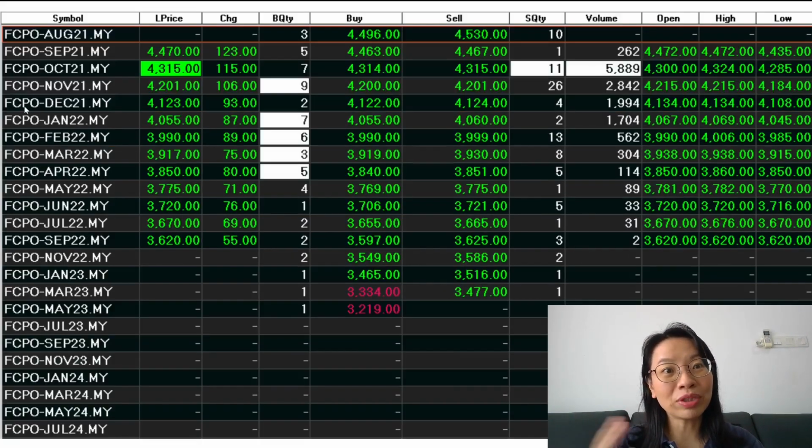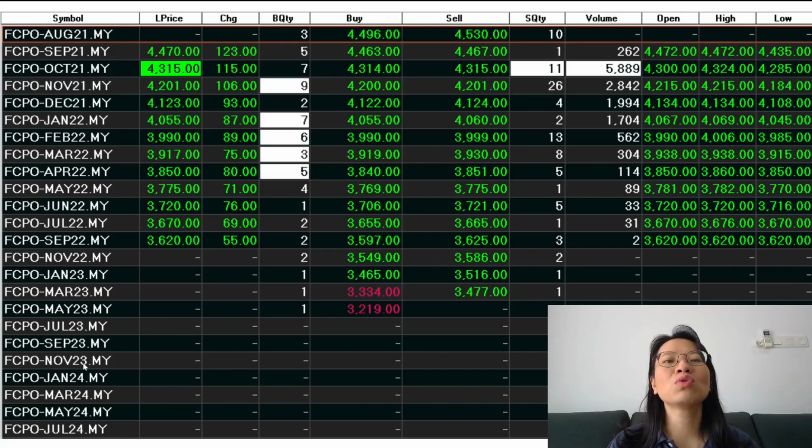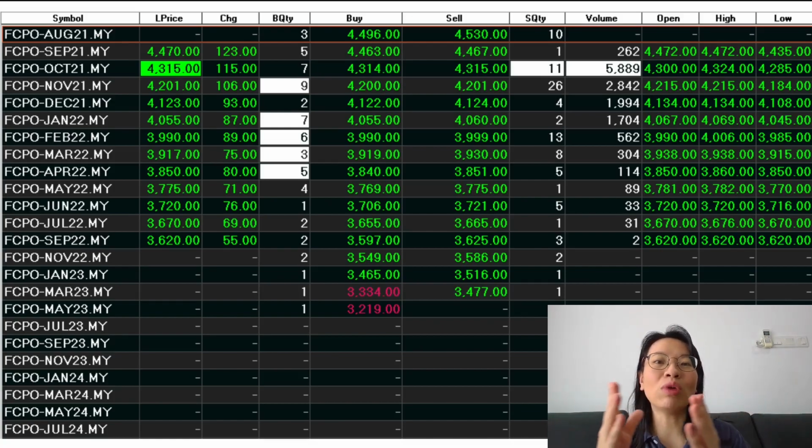Now, the next product that we are going to look at is FCPO. FCPO has more contract months, so this is another headache. Be careful when you select a month. Make sure you check the year as well, because you will have repetition. For example, we have November 2021, then you're going to see November 2022 as well, then November 2023 as well. So be careful about that. Automatically, apply whatever you learned in FKLI to FCPO.